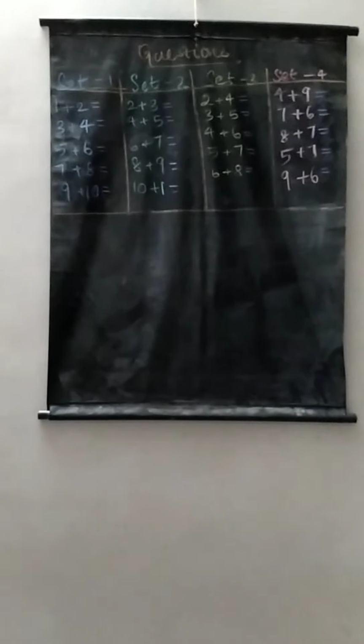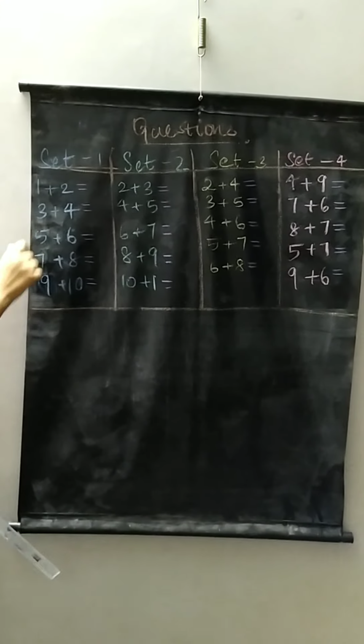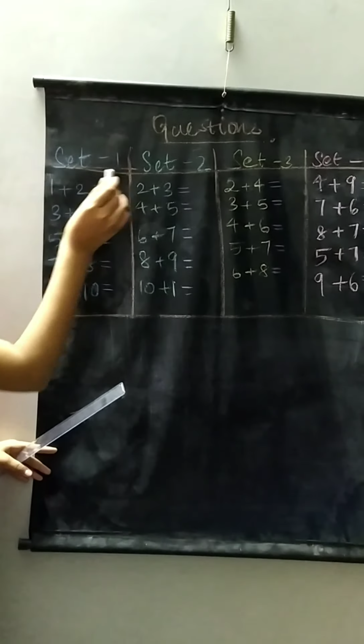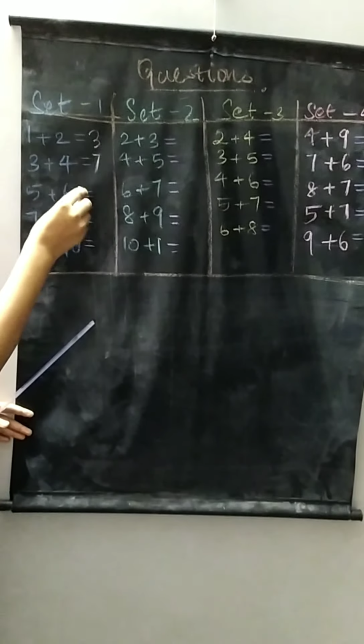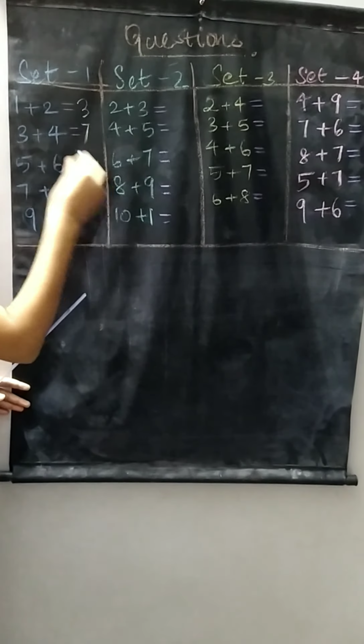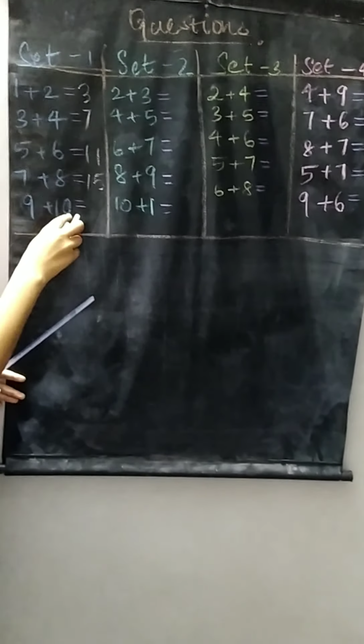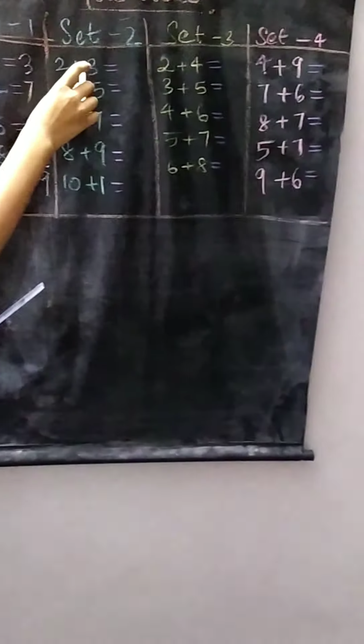Okay, so you can pause your video and you can complete the problems and then view your answer key. Okay, so now I'll tell you the answers. 1 plus 2 gives 2 in your mind and 1 in your finger, 3. 3 plus 4 gives the same format, 7. 5 plus 6 gives 11. 7 plus 8 gives 15. 9 plus 10 gives 19.